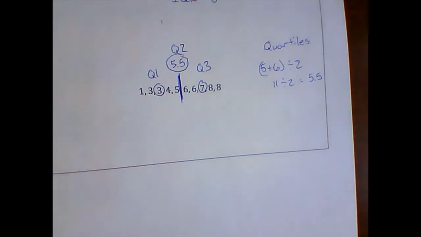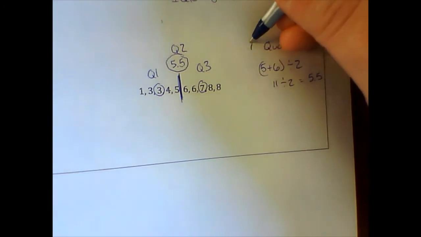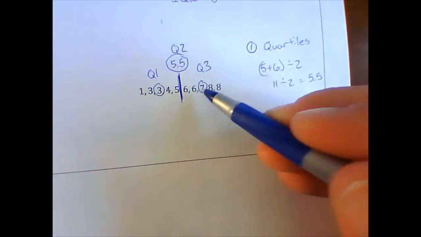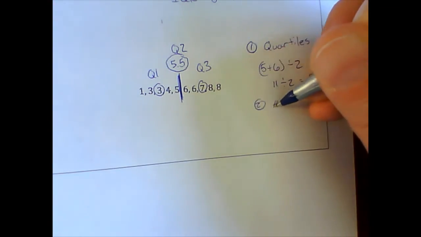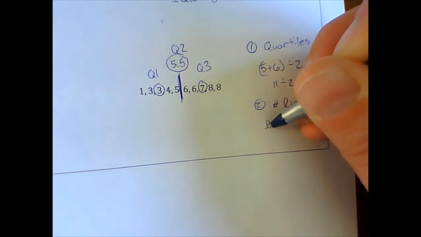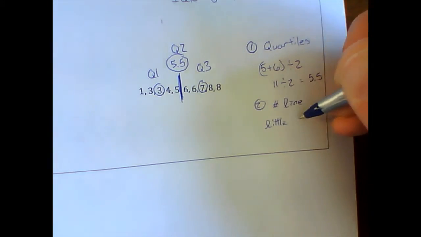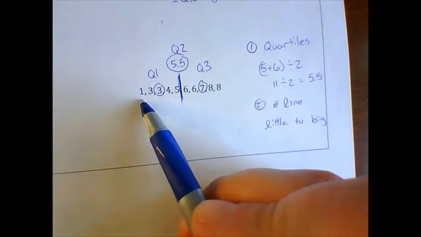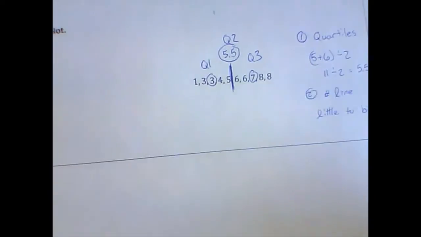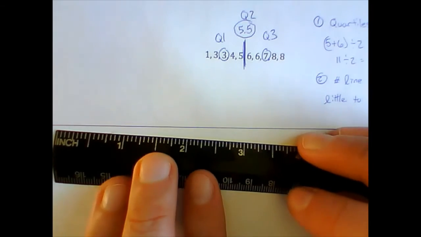So there are 3 lines that divide the data into quarters. And the lines are called quartiles, kind of the fancy name. Okay, we're now going to make a number line. So we've got all the important stuff taken care of. We're going to make a number line from the smallest to the biggest, little to big. Our smallest number is a 1. Our biggest number is an 8.